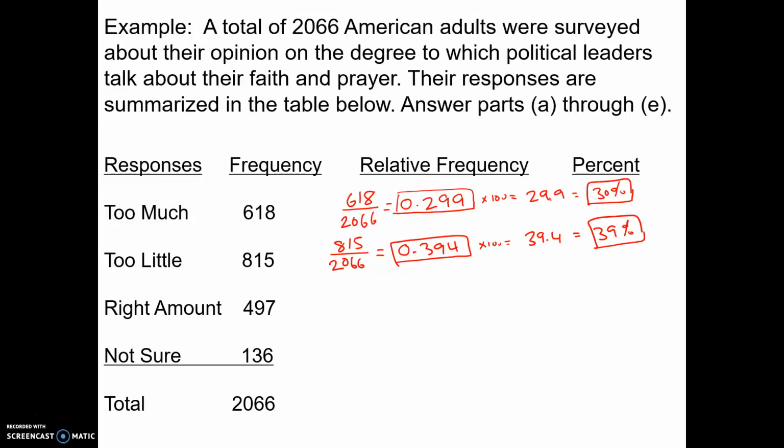Okay, how many people said they talk just the right amount? 497 people said that. But what does 497 mean relative to the total amount? So that's divided by 2,066, and this will give us 0.241 as the relative frequency. Multiply this by 100, you get 24.1, which is rounded to 24%.